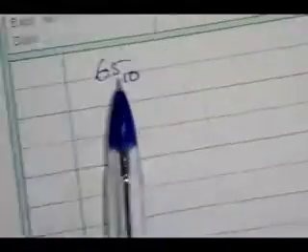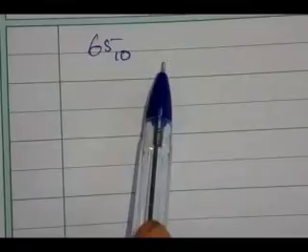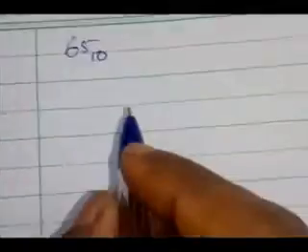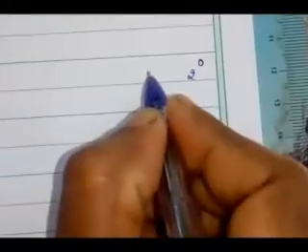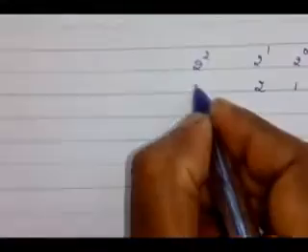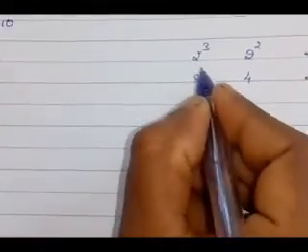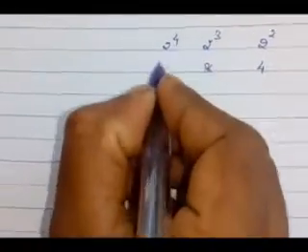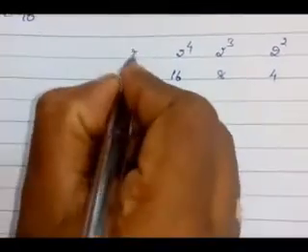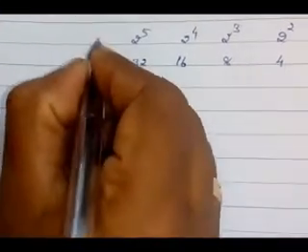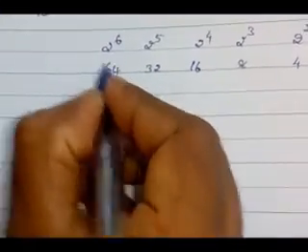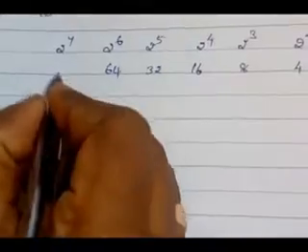Now we will see using the sum of powers method to convert 65 into a binary number. First we have to take 2 power values. 2 power 0 is 1, 2 power 1 is 2. Then next 2 power 2, that is 2 into 2, 4. Then 2 power 3, 2 into 2 into 2, that is 8. 2 power 4 is 16. Then 2 power 5, 32. 2 power 6, 64. 2 power 7, 128.